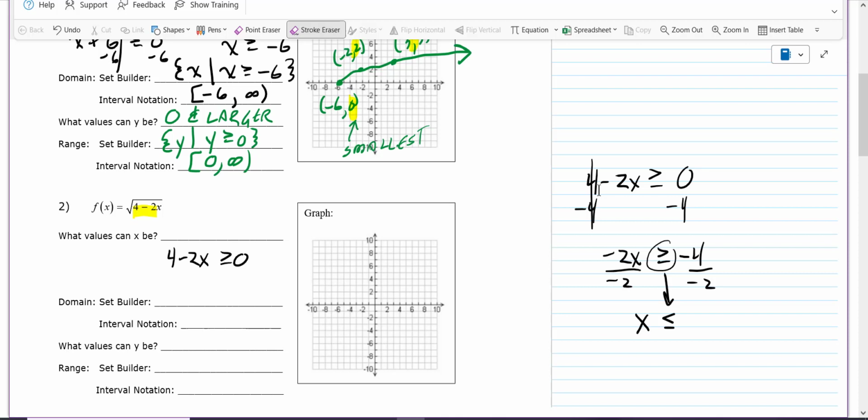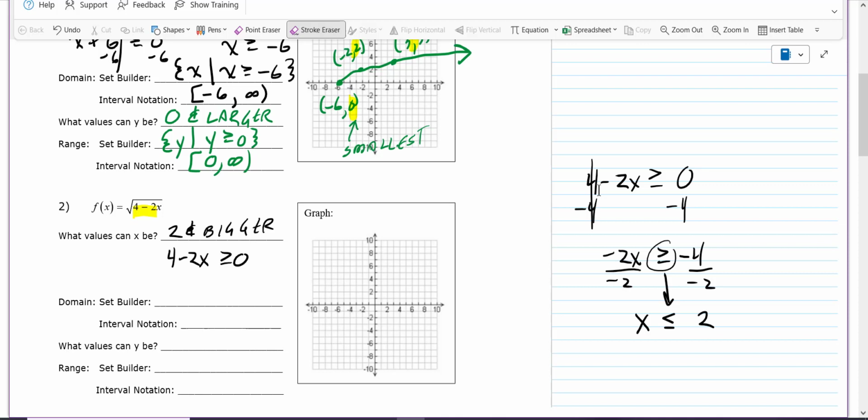So that would be x less than or equal to, -4 divided by -2 is 2. So basically, what values can x be? 2 and smaller. I'm just going to write that in words like that. The only way you're going to figure that out is by solving that inequality.